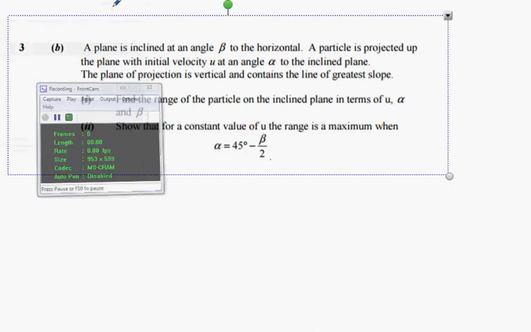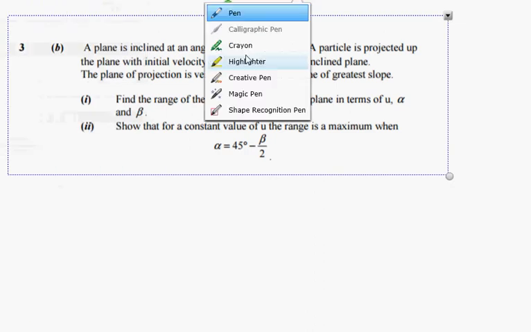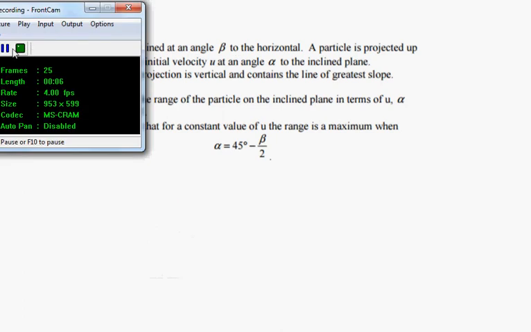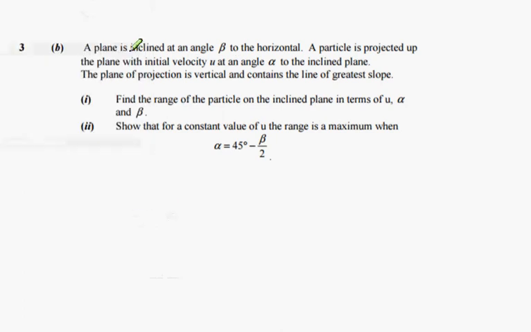So, what we have here is a plane inclined at an angle B to the horizontal. A particle is projected up the plane, meaning that gravity is going to be acting against it for Sx and Sy, or Vx and Vy, with initial speed v at an angle alpha to the inclined plane.